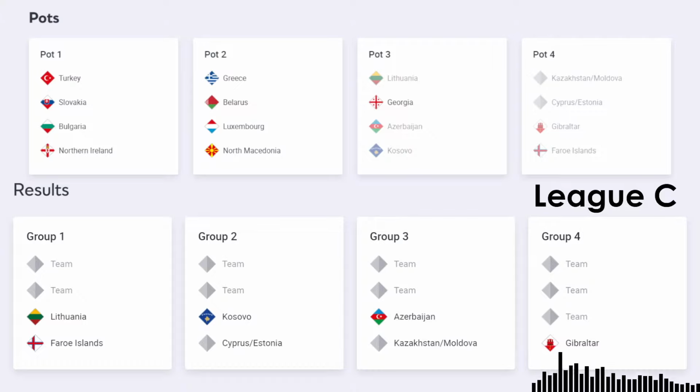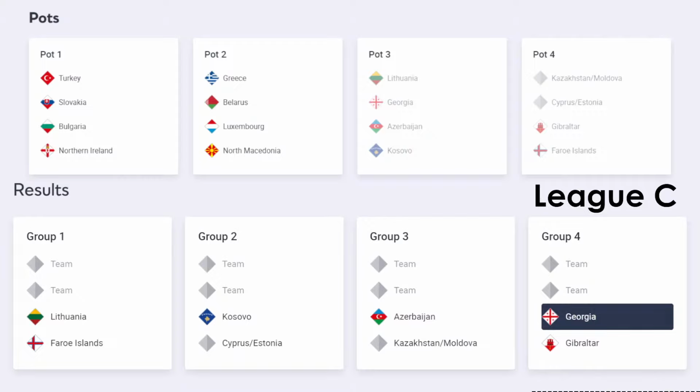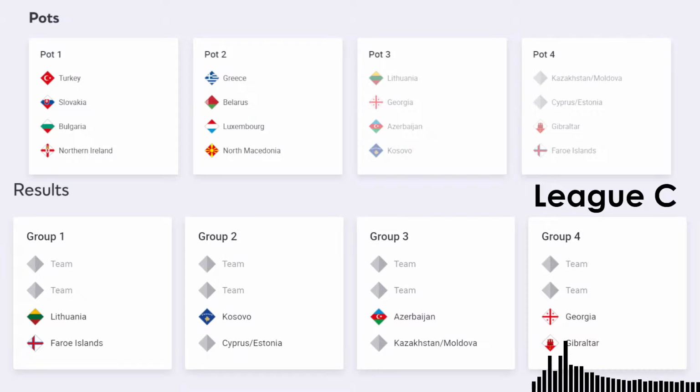Next we are going to Pot number 2. Greece, Belarus, Luxembourg, North Macedonia. Starting with Luxembourg. So Luxembourg joining with Lithuania and Faroe Island on Group 1. Group C2, Luxembourg on Group 1 with Lithuania and Faroe Islands. Greece on Group 2 with Kosovo and Cyprus or Estonia. Cyprus, Estonia, Kosovo, and Greece on Group 2.